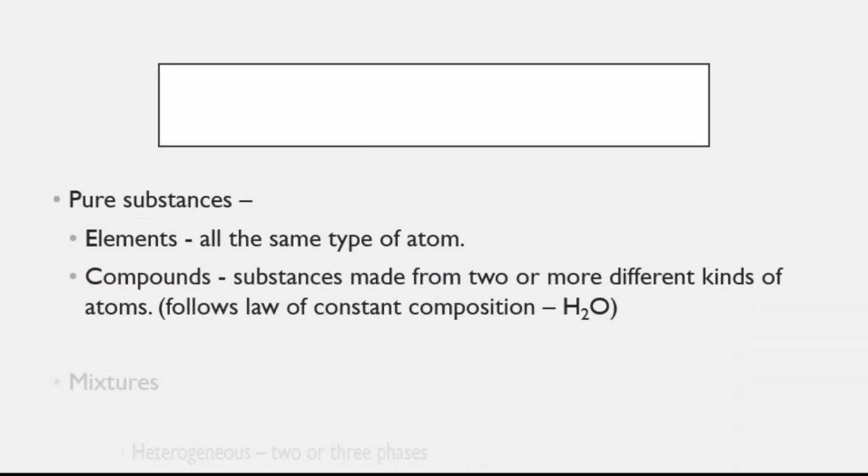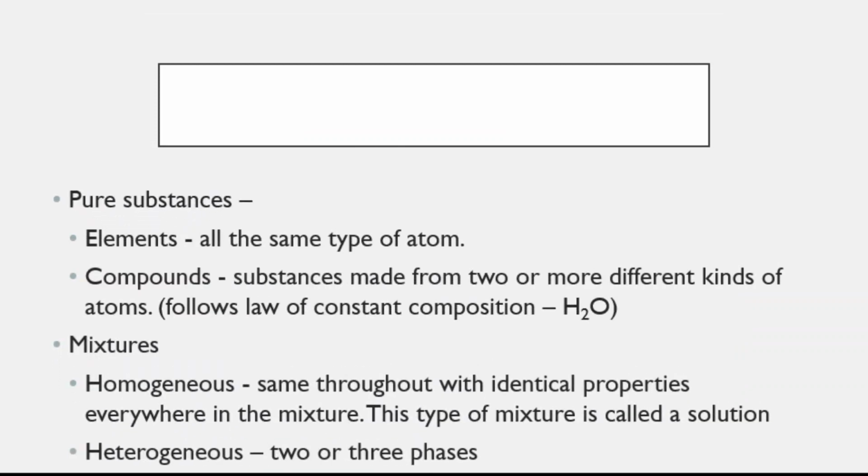All right. Now, when you start looking at classification of matter, really matter gets split up into two main types: pure substances and mixtures. Your pure substances can then be broken down into elements and compounds. And as we've seen from the previous slides, elements have all the same type of atom, so just one type of atom in an element.